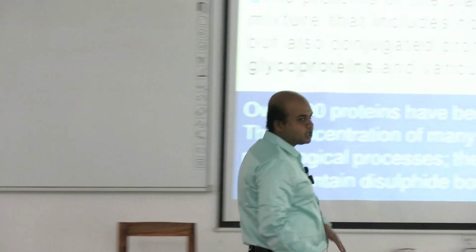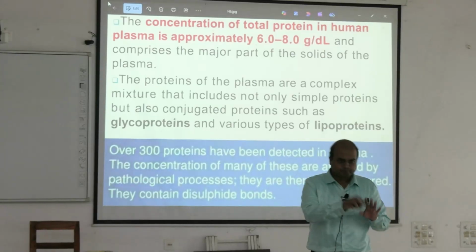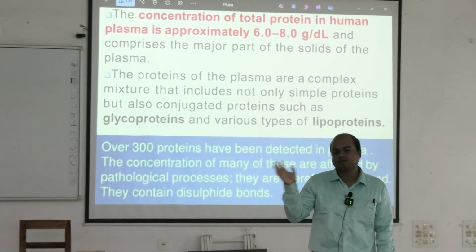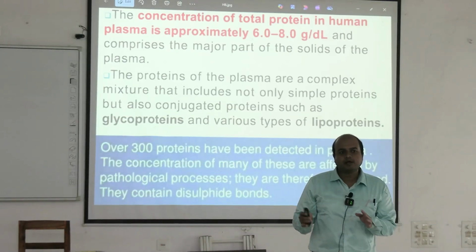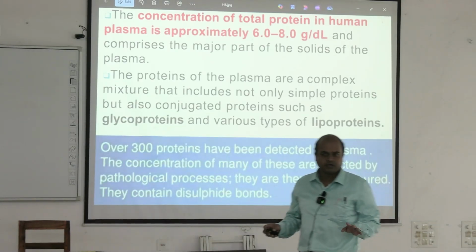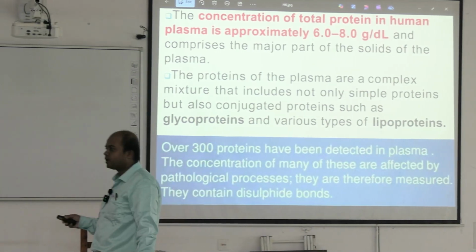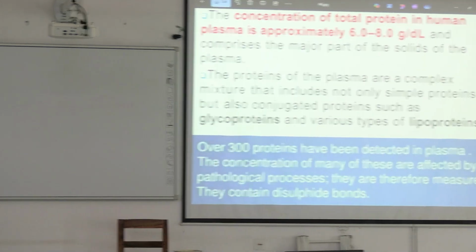So plasma proteins are of various types. There are glycoproteins, which are proteins conjugated with carbohydrates. Once upon a time physiology and biochemistry were the same subject, but about these glycoproteins, you will be studying it in biochemistry. Till now more than 300 proteins have been described in plasma.